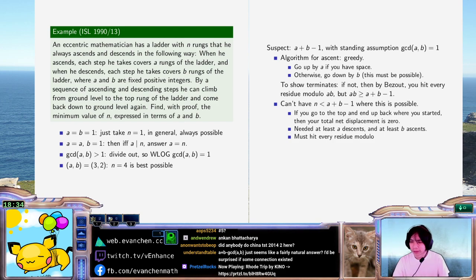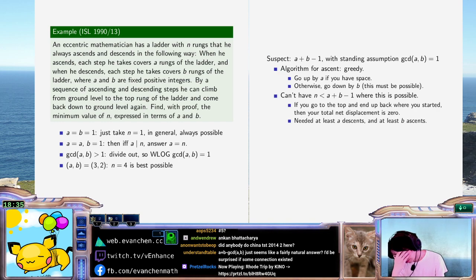I'm being bad. Sorry, this part here doesn't work. So... Right, so even though you hit every residue mod A and you hit every residue mod B, that doesn't mean you hit every residue mod A times B. That's just not true. So this end is bugged and this end is bugged. Okay, so both endings are bugged.